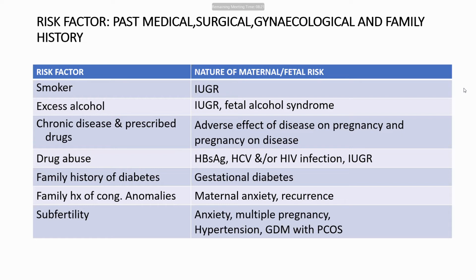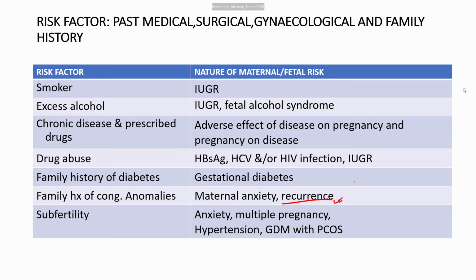IUGR. If there is a family history of diabetes, the patient is prone to develop gestational diabetes. Family history of anomaly: it is likely to recur in the pregnancy. There is tendency of recurrence if it is linked with some genetic syndrome.